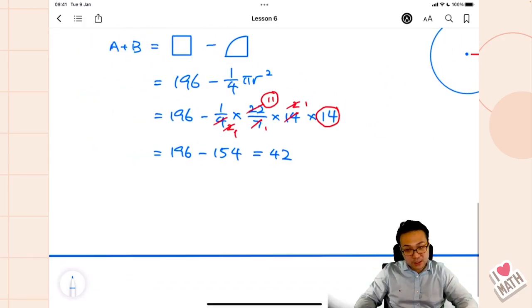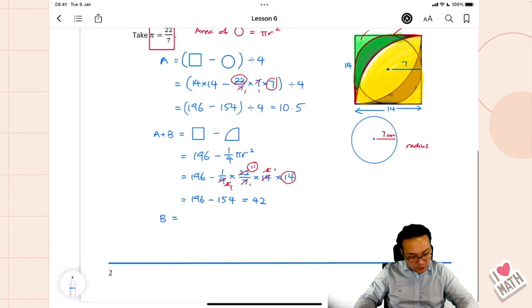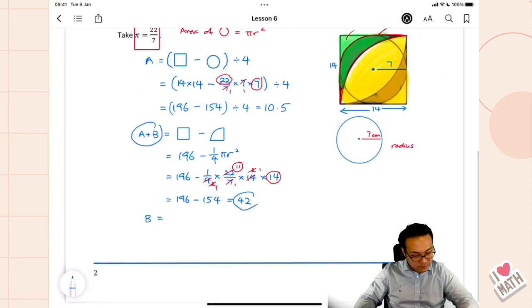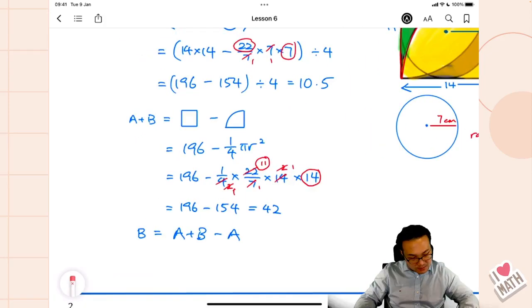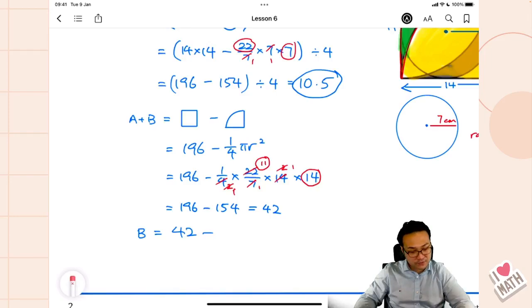So how do I find the shaded region? How do I find part B? I already know that A plus B is 42. So I just need to minus A. You agree that A plus B minus A, then you are going to get your B, right? Okay, so what is A plus B? 42. What is my A? 10.5. We already found this just now.